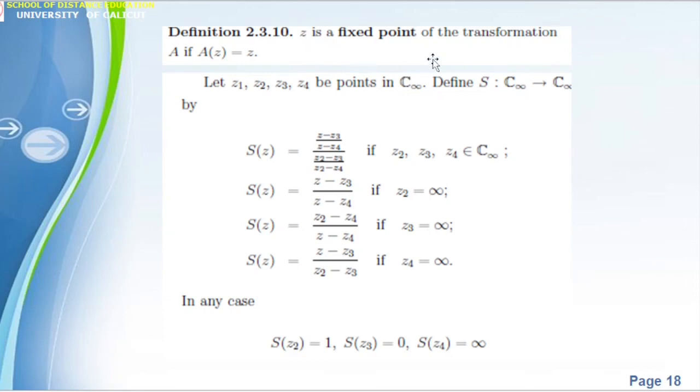z is a fixed point of the transformation A if A of z is equal to z. If A of z is given as a z square plus 1, then compare it with z, and you will get the fixed point.